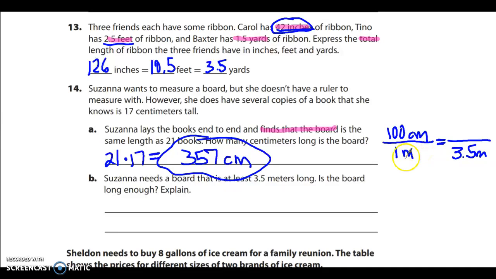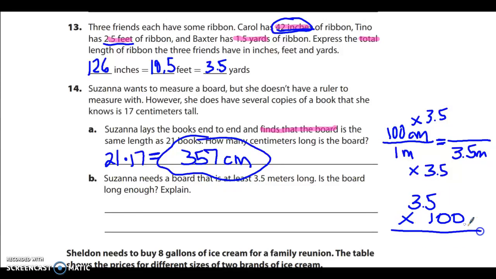We need to figure out 3.5 meters. So now what I'm going to do here is multiply 1 times 3.5, and I get 3.5. And so you multiply 100 times 3.5. And I'm going to do it right here, in case you haven't noticed me do this before. When I multiply by things that end in 0, I put the zeros off to the side. And I do 1 times 5 is 5, and 1 times 3 is 3. And I annex both zeros, and then I move my decimal over one place. So we know that 3.5 meters is 350 centimeters.